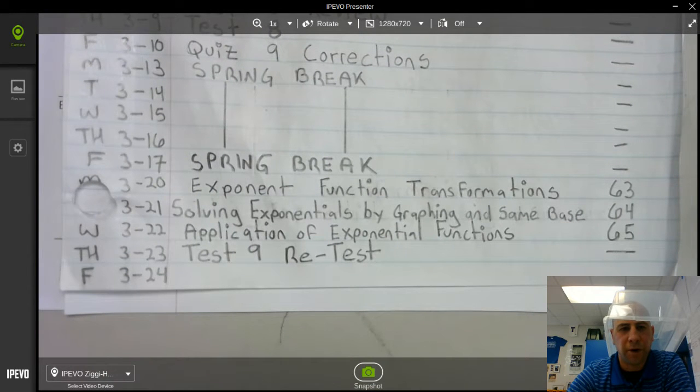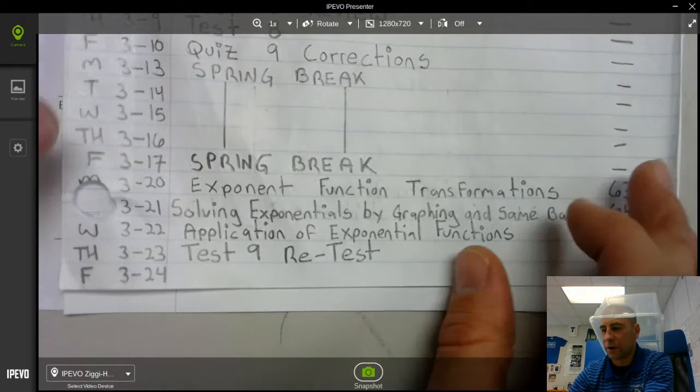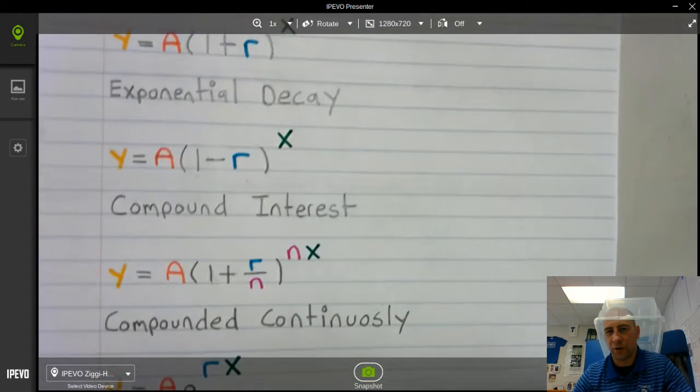Just a reminder, on Thursday, March 23rd, we're going to do the Test 9 retest. If you would, pause the video and update your table of contents. Now that your table of contents is updated, let's take a look at our notes.